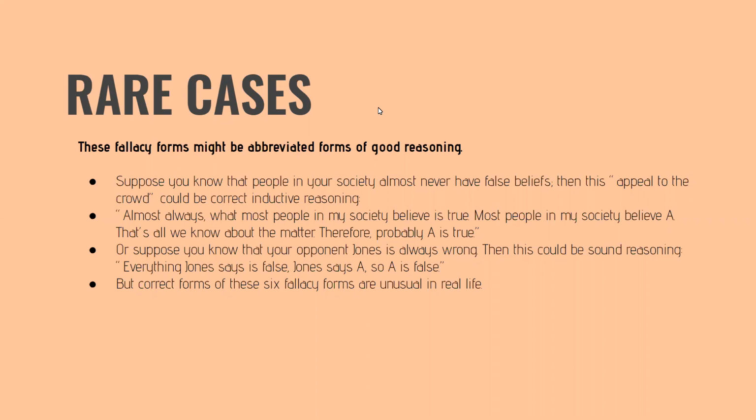Or suppose you know that your opponent Jones is always wrong. Then this could be sound reasoning. Everything Jones says is false. Jones says A, so A is false. But correct forms of these 6 fallacy forms are unusual in real life.